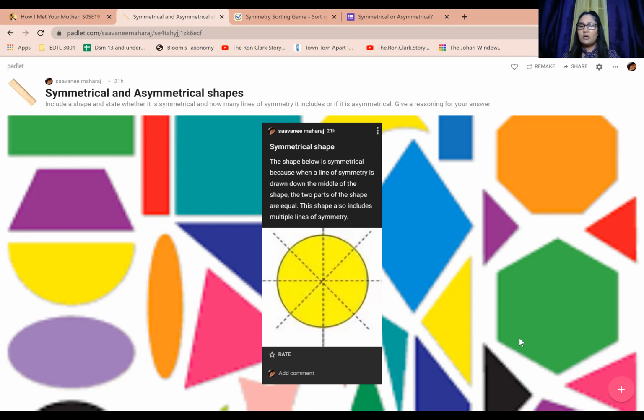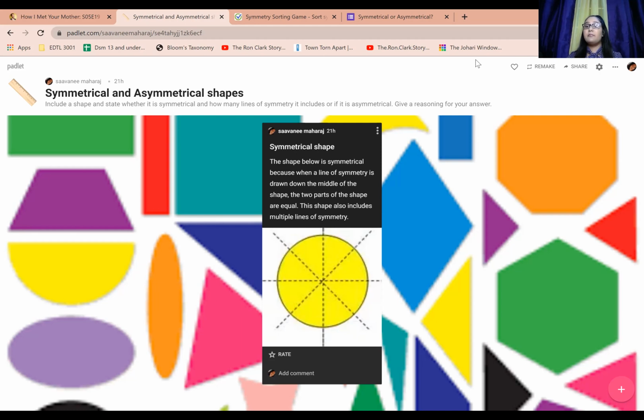Very good, Jessica. Kevin included an irregular shape, and he said that this shape is asymmetrical because when he tried to draw a line down the middle, both sides were not equal. They were different. If you imagine the shape folding, the two sides did not match up. Very good. Y'all are doing so well on this activity.